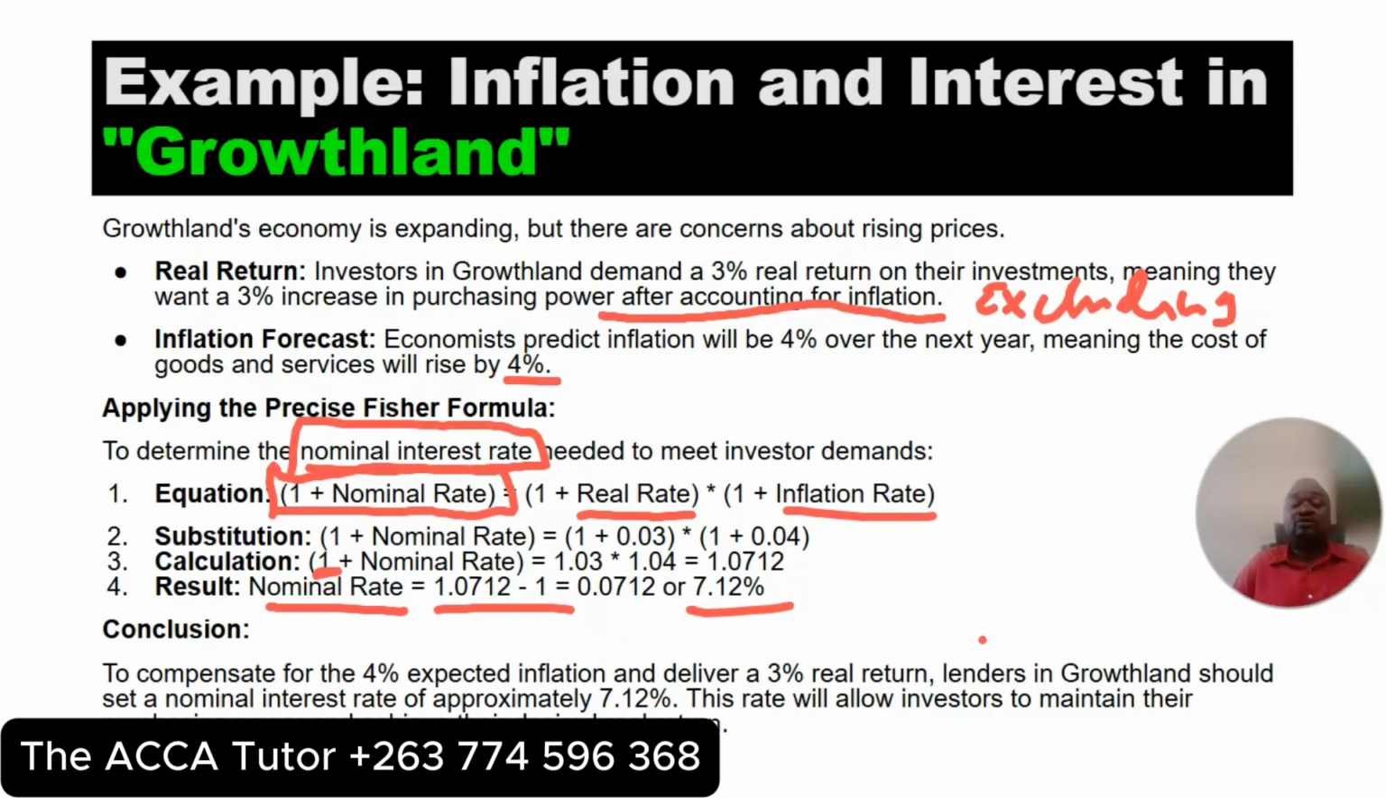Okay, so what's the conclusion? To compensate for the 4% expected inflation and deliver a 3% real return, lenders in growthland should set a nominal rate of approximately 7.12%. This rate will allow investors to maintain their purchasing power and achieve the desired real return.